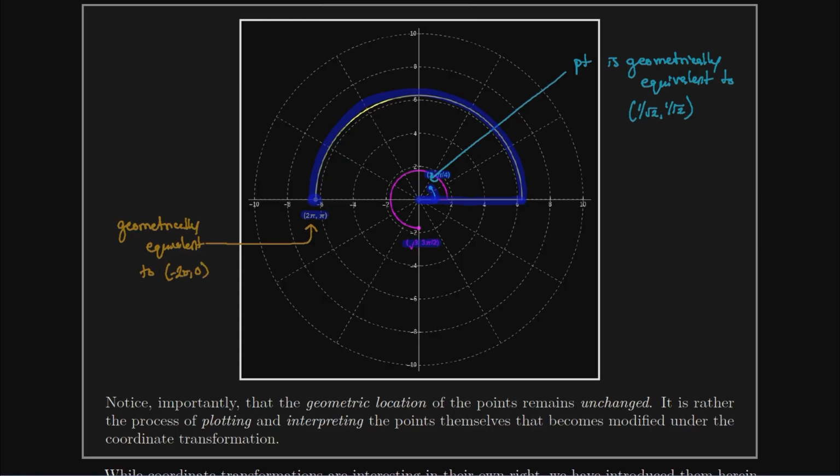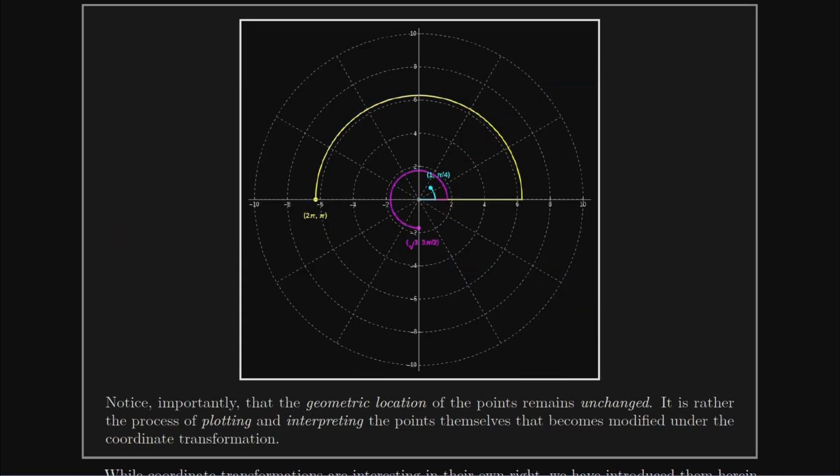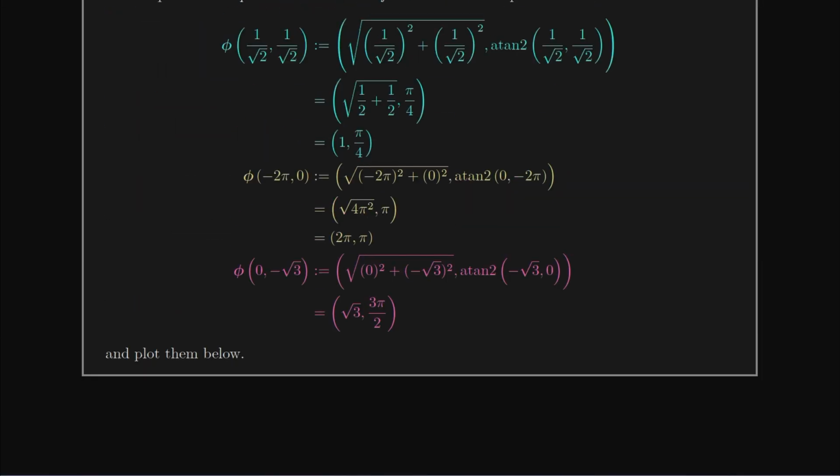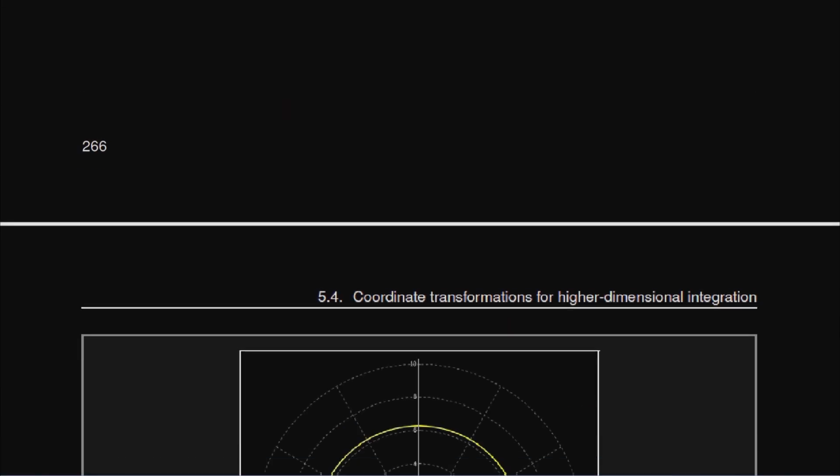And if we look at root 3 comma 3 pi over 2, we go out root 3 in the radial direction, and then we go around 3 pi over 2 as an angle measurement. And of course, the negative pi over 2 angle measurement would also work. You still end up at the same point. When we use root 3, 3 pi over 2 as our polar coordinate, you can see this point is geometrically equivalent to our original point 0 comma negative root 3, the Cartesian point. So that's just one case of thinking about a polar coordinate transformation. It's kind of our favorite coordinate transformation.